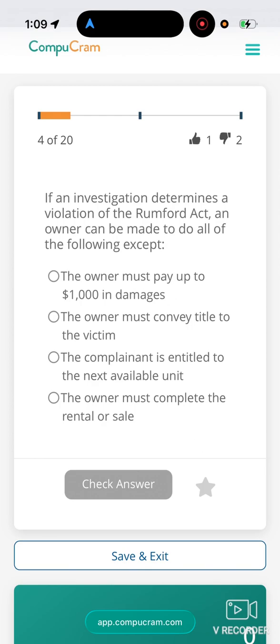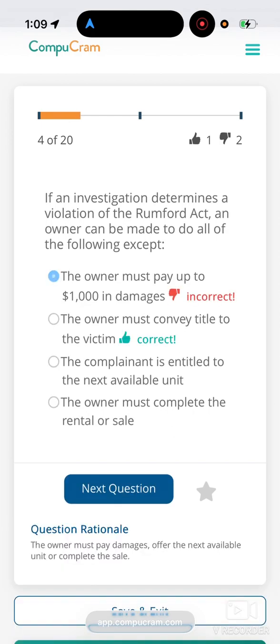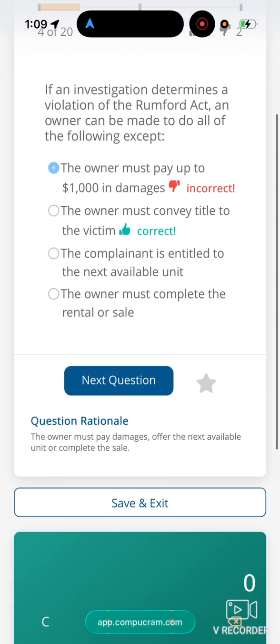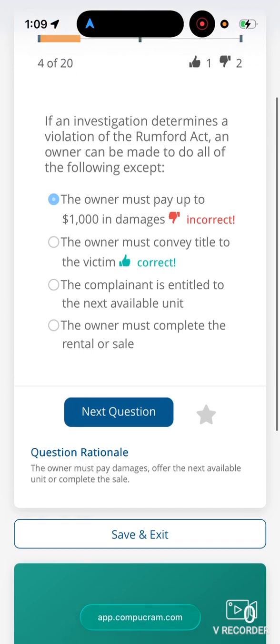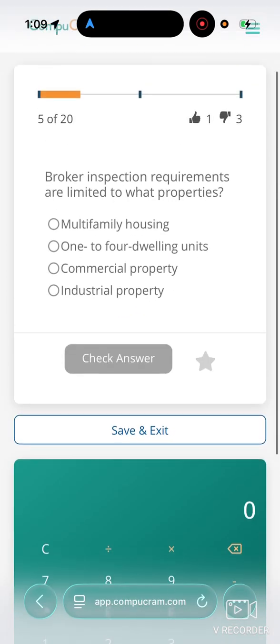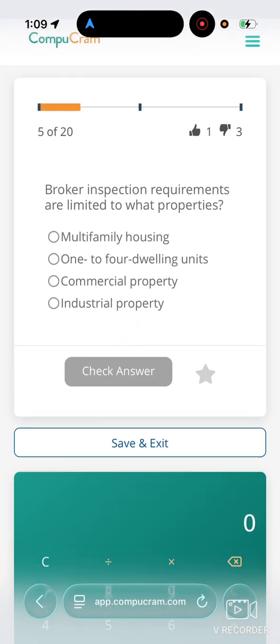If an investigation determines a violation of the Rumford Act, an owner can be made to do all of the following except: the owner must pay up to $1,000 in damages, the owner must convey title to the victim, the complainant is entitled to the next available unit, the owner must complete the rent or sale. Let's go with A. It's B. The owner must pay damages, offer the next available unit, or complete the sale. So the seller must convey title.